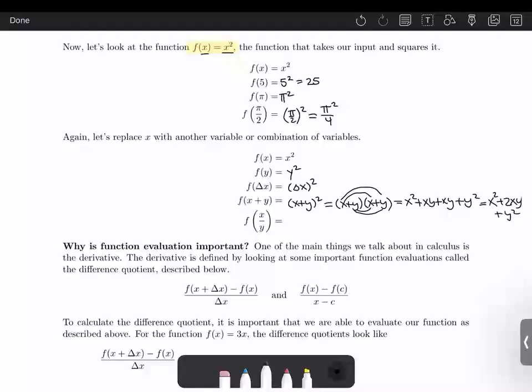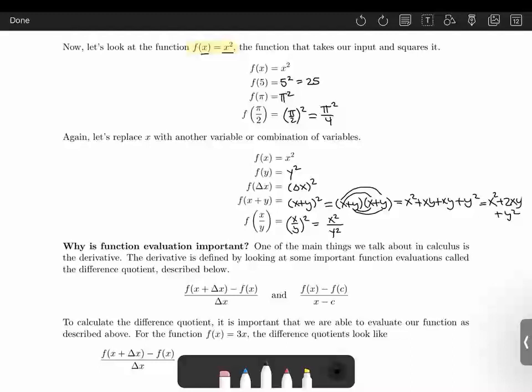And lastly, if we are evaluating this function on x over y, this is x over y squared. And just like our pi over 2 above, we square the top and we square the bottom. And this is how we write this. So it works in a similar way. Whatever our input is, our output is that same thing squared.